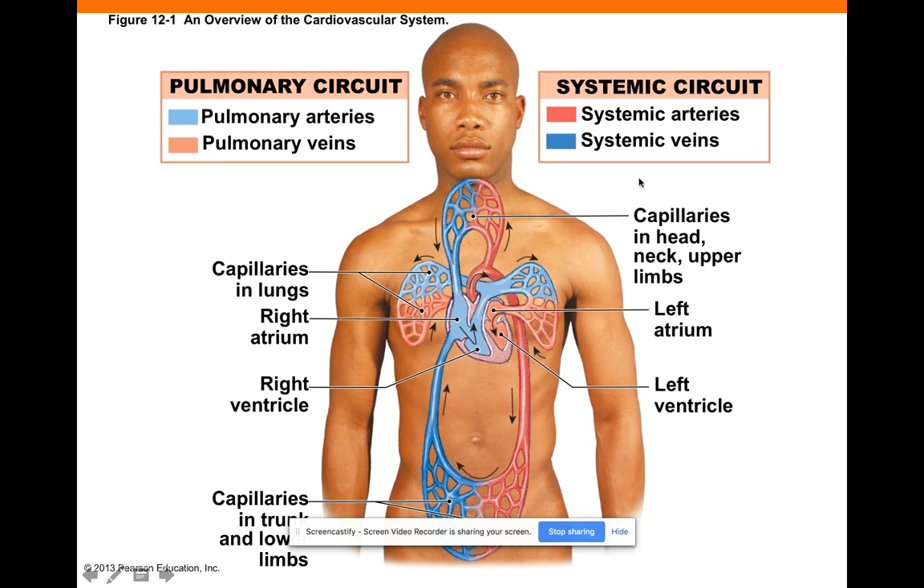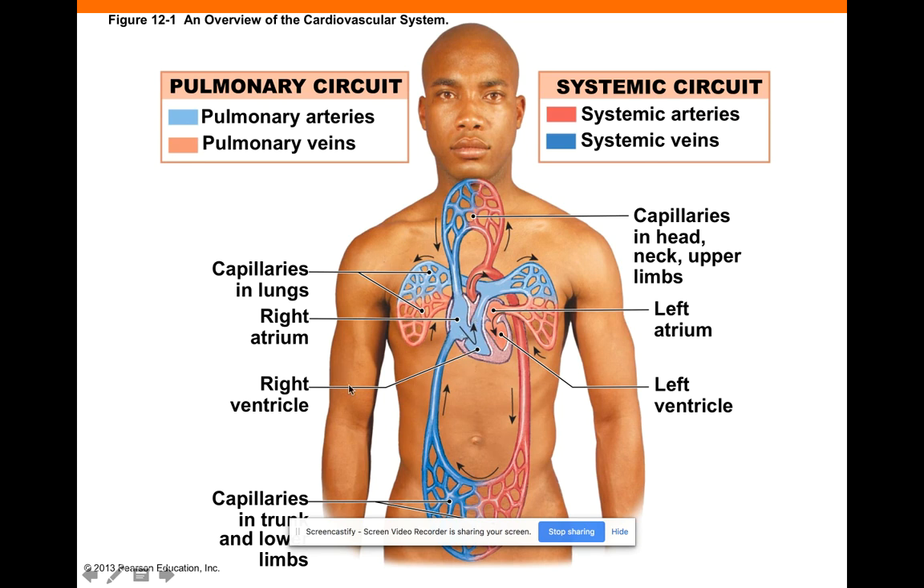And then systemic veins, these are going to carry blood back towards the heart from the rest of the body systems. So you see right here coming from the lower half of the body, and right here. These are the vena cavas, the superior and inferior vena cava. So this right here are the systemic veins, and then our systemic arteries. Those are going to make up the systemic circuit. Again, that's going to and from the body.